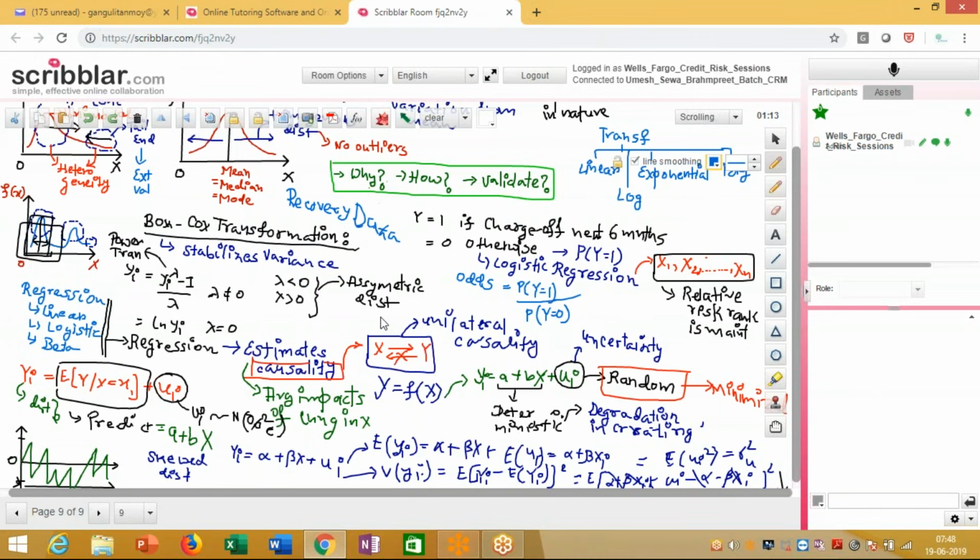Now, the next question that comes out over here is, if the recovery data is not symmetric, then what do we do? Then what we do is the beta regression. So the beta regression is applied on an asymmetric distribution, right? The beta distribution is an asymmetric distribution where the output is between 0 and 1.